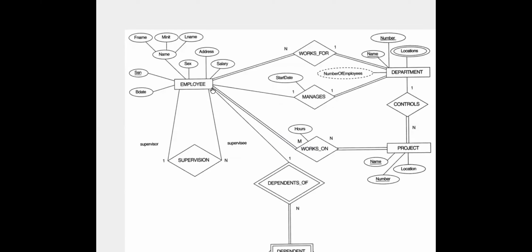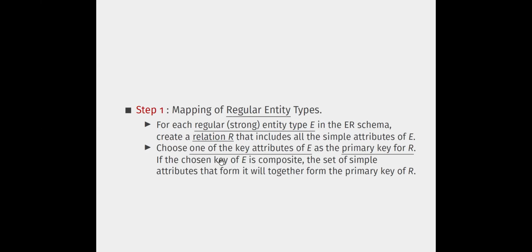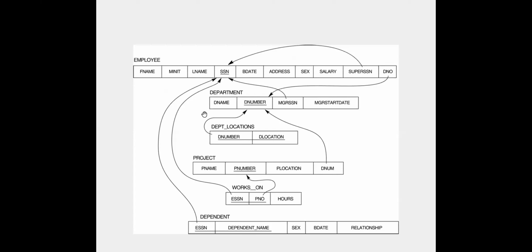So what happens here now? We have to create a table, or a relation, for employee. We have to create a table for department. We have to create a table for project. These are what we call regular entities, right? So you can see here employee, then project, and then department. That's why we get these three, because they are regular entity types. Okay, that's the first part. Second, we say include all simple attributes of E. Okay, now you go back.